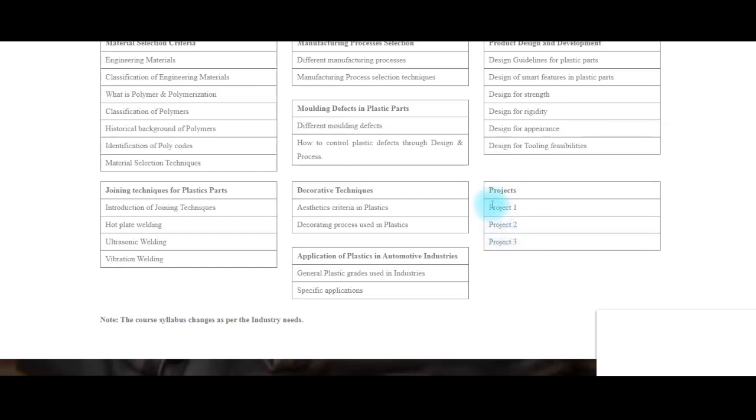The next is the projects. In these projects, practical training will also be given in the project training.